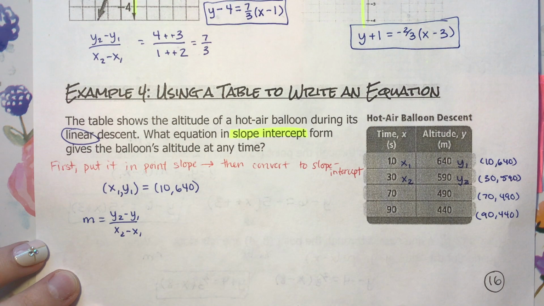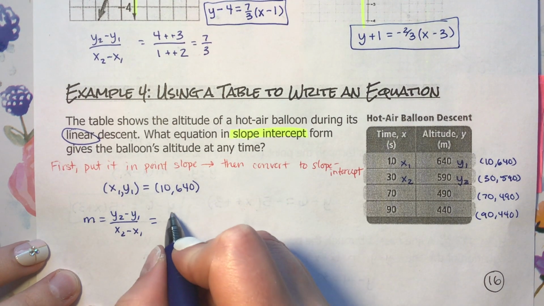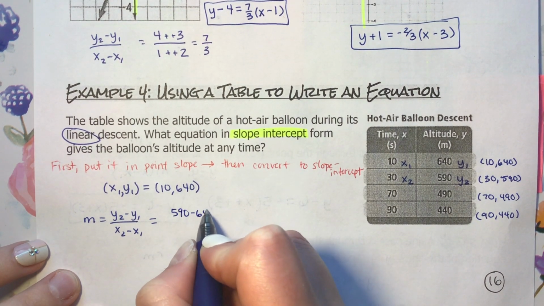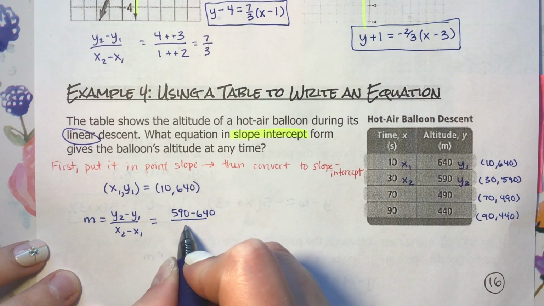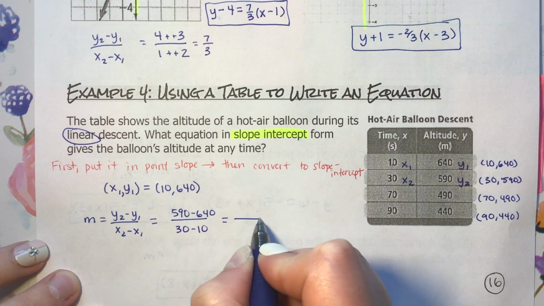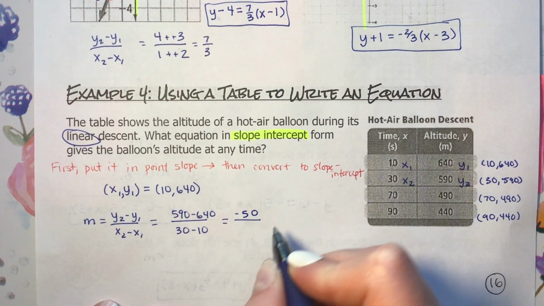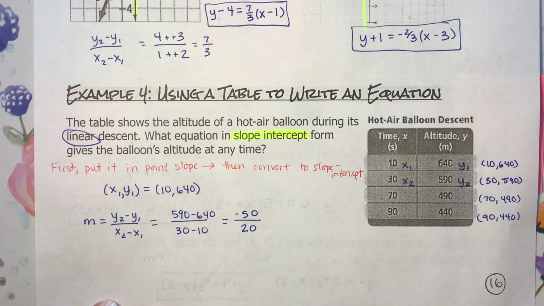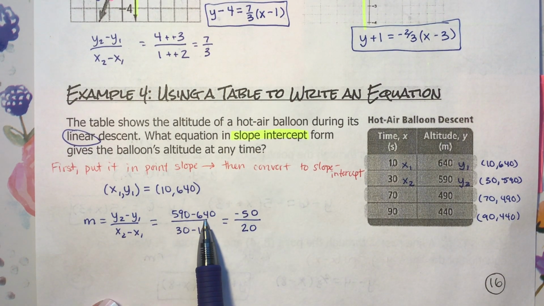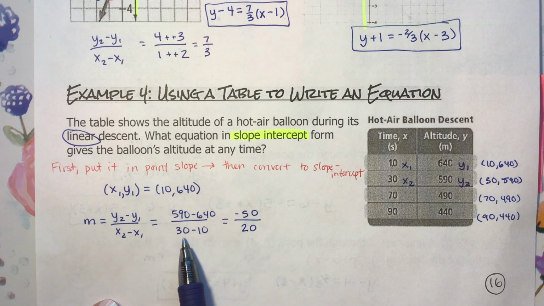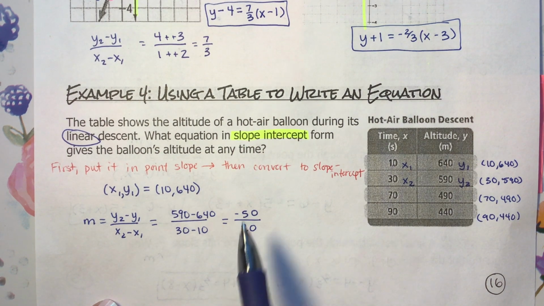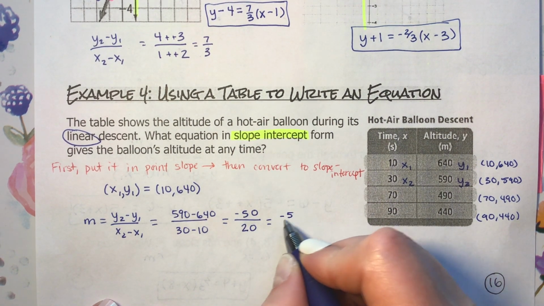Let's plug these values into our formula. So this is going to be 590 minus 640 over 30 minus 10, which is going to get me -50 over 20. 590 minus 640 is negative 50. 30 minus 10 is equal to 20. And then we can reduce that to negative 5 over 2.